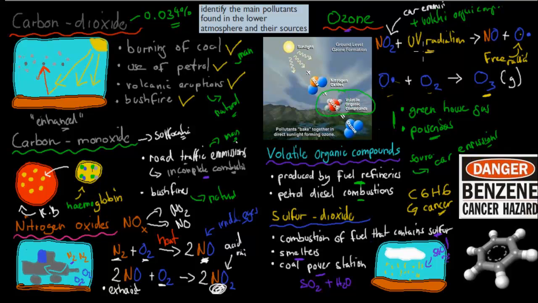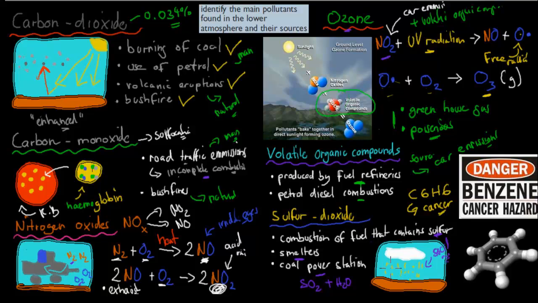Ozone comes also when the car emissions, such as nitrogen dioxide, react with UV radiation in the presence of volatile organic compounds to eventually produce ozone. And ozone is a greenhouse gas. It can cause global warming, plus it's poisonous, so therefore it's a pollutant, especially in the lower part of the atmosphere, not in the stratosphere. And volatile organic compounds, such as benzene, come from fuel refineries and petrol and diesel combustion. The example again being benzene, this one can cause cancer. So their sources were mentioned just a second ago.